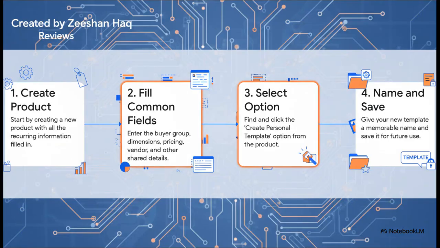Okay, so you start by creating a single product that's going to act as your foundation. You go through and fill in all those common fields: the item group, storage dimensions, purchasing price, sales price, even the vendor. Once you've got it just right, you find the option to create personal template, give it a clear name so you'll actually remember what it's for, and hit save. And that's it. Seriously, your template is ready to go.